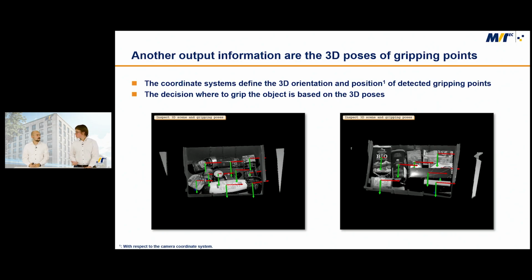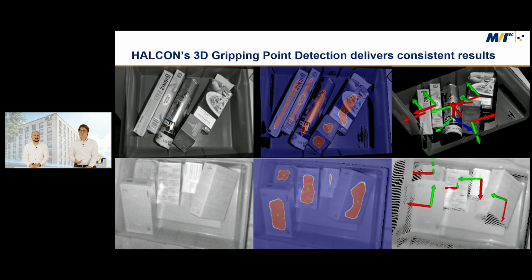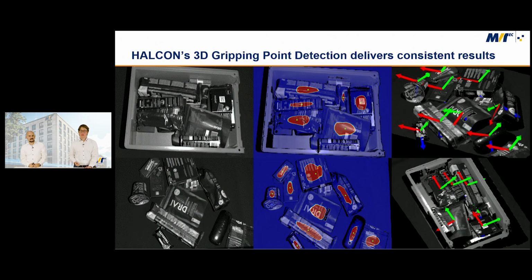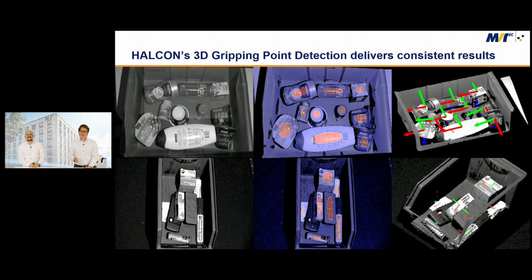Mario already showed you quite a lot of examples, but I'm going to do the same because they are just so awesome. On the left, you always see the intensity image. In the middle, the gripping map, and on the right, the extracted poses of the gripping points. You can see here there are vastly different objects, and for all these objects, the 3D gripping point detection was successful in extracting a gripping point. And to drive my point home, I have much more examples like these. And one more.